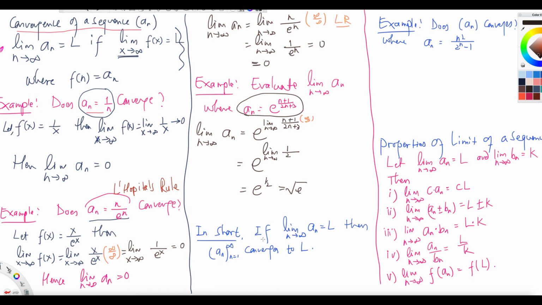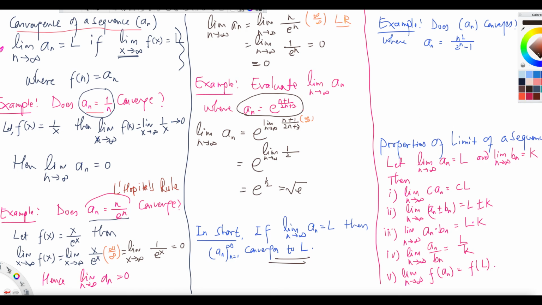So in short, that's what I'm writing. In short, if the limit as n tends to infinity of a_n is L, then the sequence converges to the limit L. So actually, once you know the idea, you don't have to change into f(x). You can just do it directly. That is perfectly fine. But just to link with L'Hopital's rule, I just changed to x and then did it that way. You can change to x and do it that way.